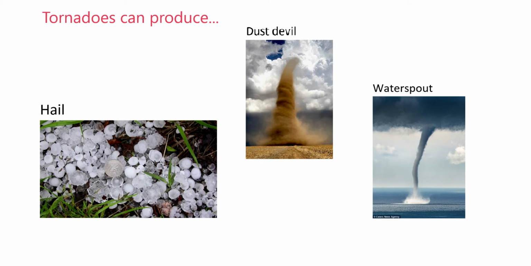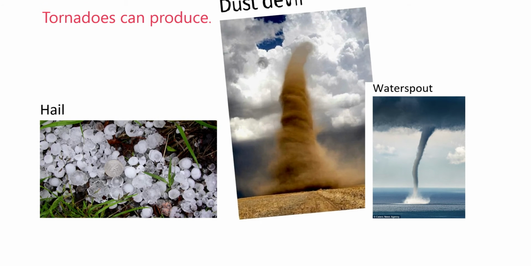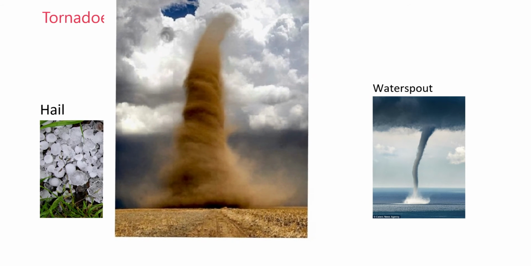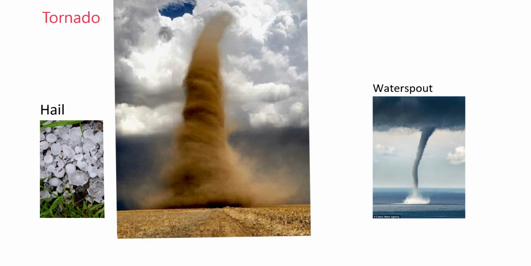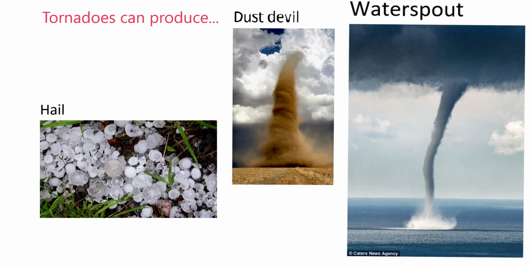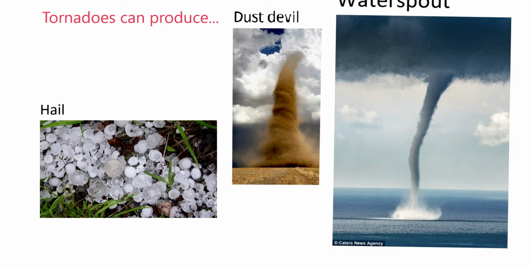Tornadoes can produce hail, dust devil. As you can see, it's over land and dust, and it picks it up, and all you can see is the dust. It can also produce a water spout. This is a tornado that's formed over water.